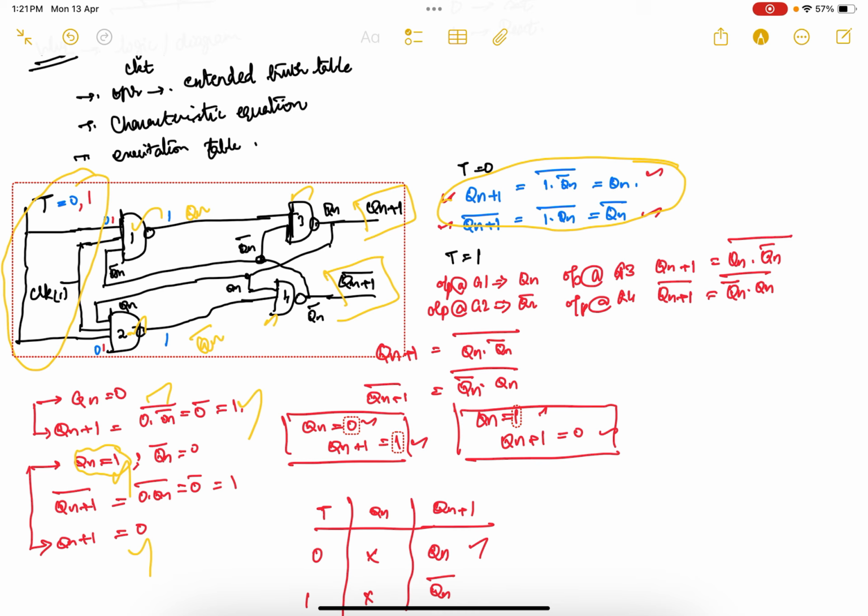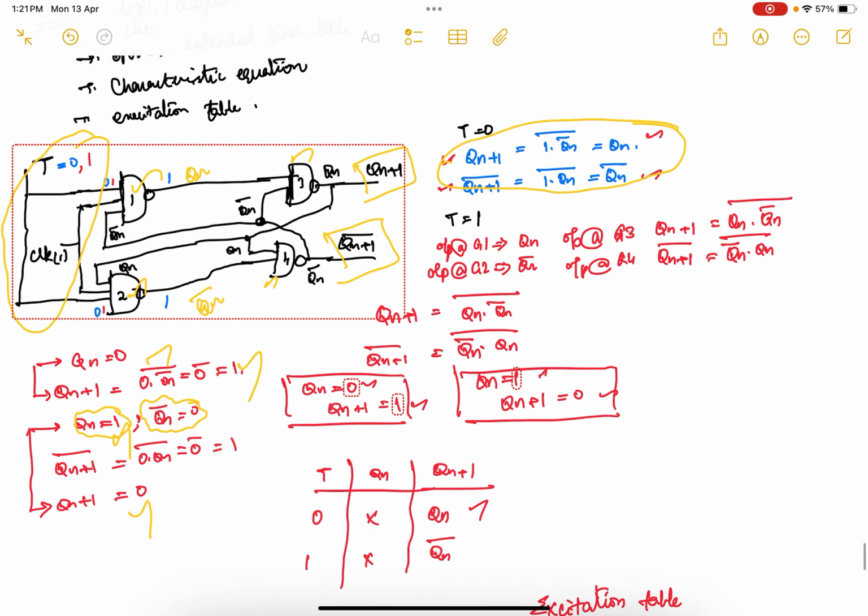Instead of propagating with Qn as 0 1, I am propagating with Qn bar as 0. So this will become 0. If this is 0, definitely at the bottom part it will get as 1. If the bottom part is 1, definitely Qn plus 1 will be 0. So for Qn equal to 0, I am getting the next state as 1; for Qn equal to 1, the next state is 0.